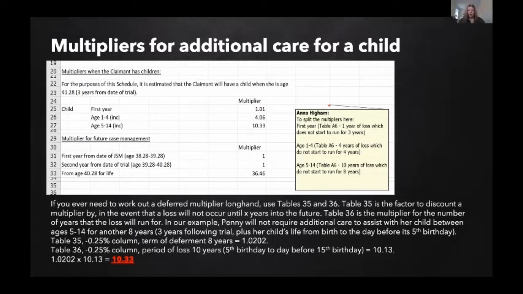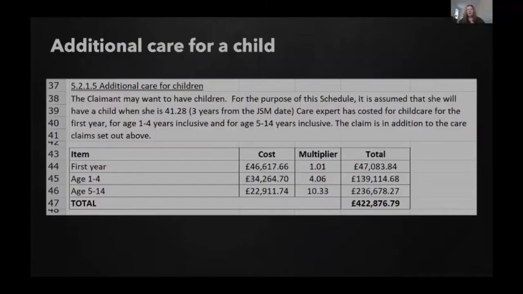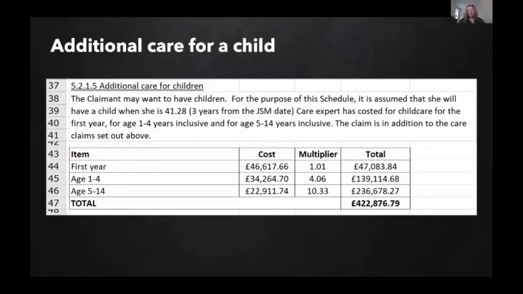Then if we go on to the next slide, you will see that the tricky bit is working out the multipliers, and the claim itself is very simple to set out. You simply take the cost from the care report and multiply it by your new multipliers.